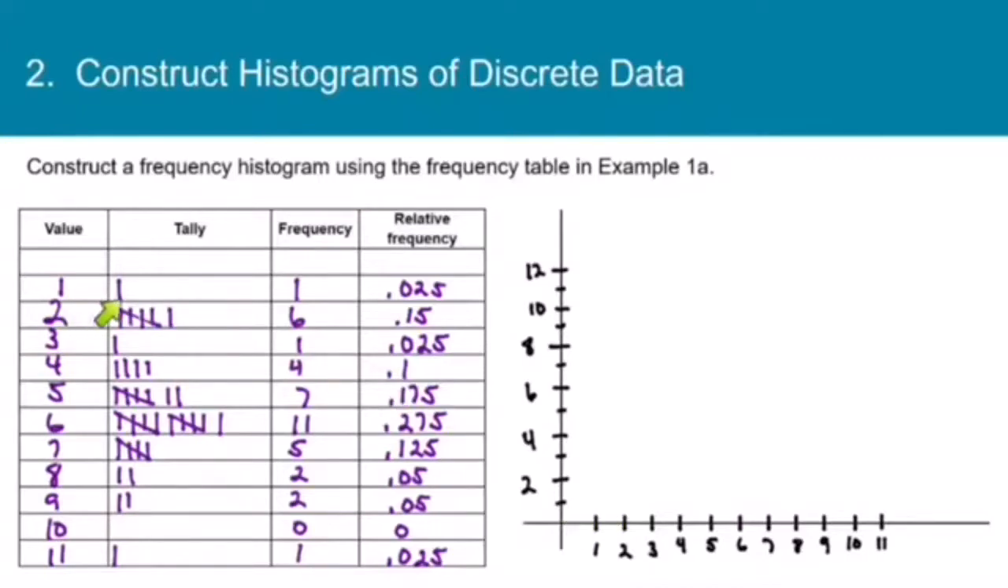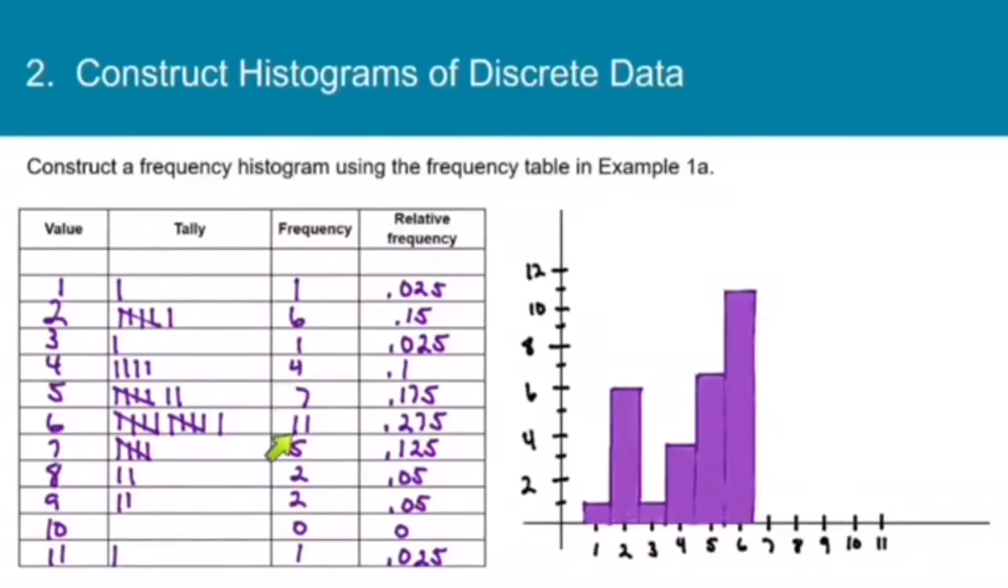And let's go ahead and draw our rectangles. So for the class of 1, we have a frequency of 1, so that bar will come up to here. And for the class of 2, we have a frequency of 6, so that bar will come up to here. And notice that they touch. That is absolutely critical. The bars must touch. And then for the class of 3, we have an observation of 1, then 4, 7, 11, 5, 2, 2, 0, so I left that one blank, and 1.